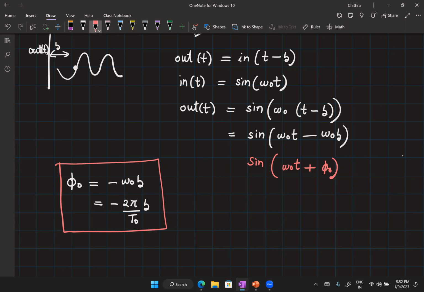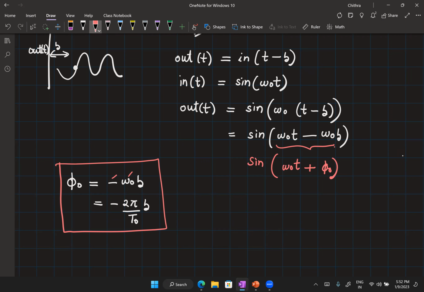So if you have a delay in seconds, you can convert that into phase by scaling it with omega naught and then adding a negative sign. The negative sign is coming because every time you delay the signal, you are actually reducing the total phase. So that is why the negative sign is coming. Okay, so now let me ask you another question.